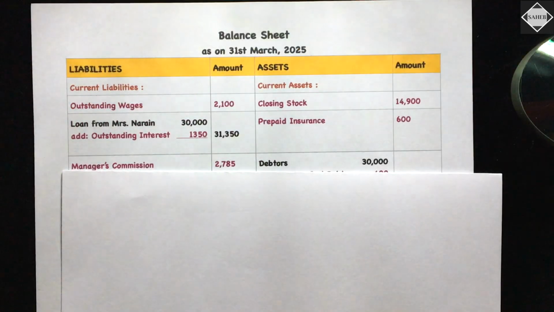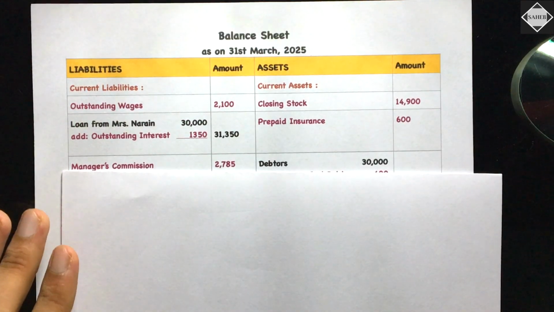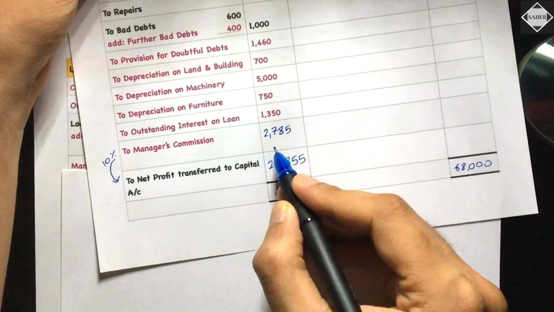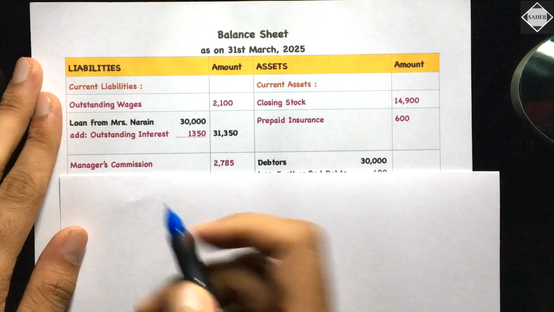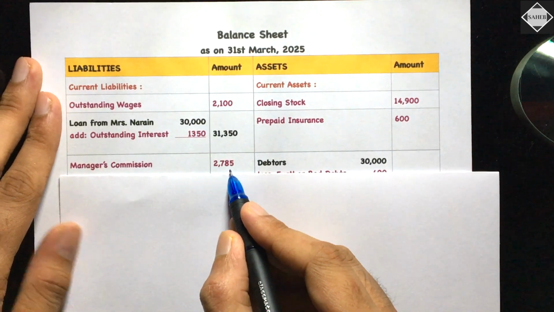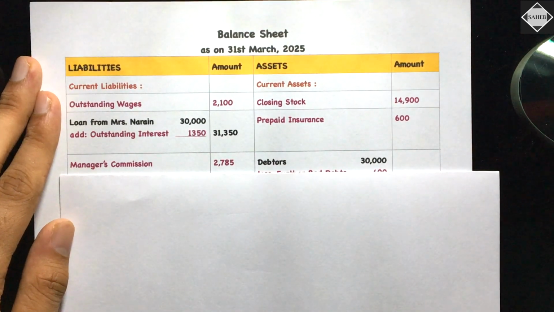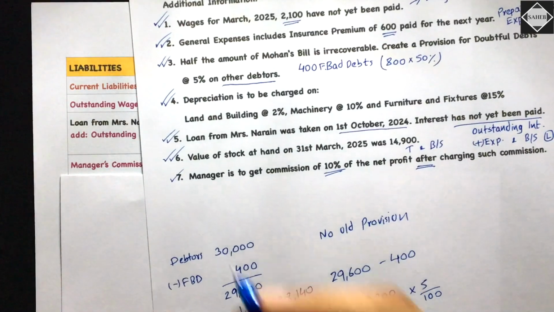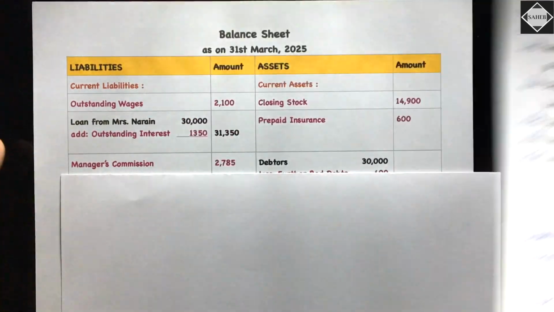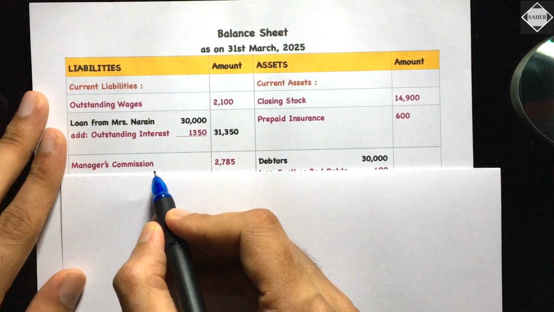Let's just do that. Okay. Manager's commission we have calculated. It was how much? 2,785. Right? 2,785. So see, a manager's commission 2,785. Is it clear? Simple and straightforward. So manager's commission also done. Okay. See, manager's commission is what? It is an outstanding expense.